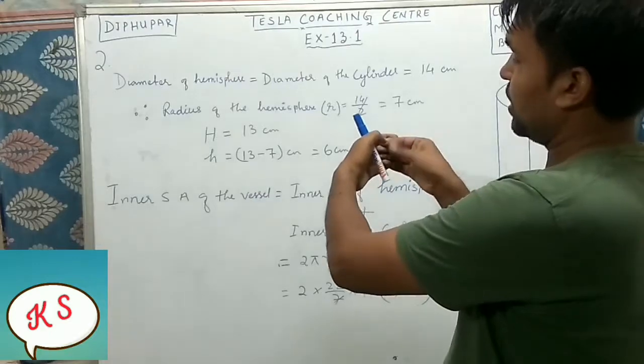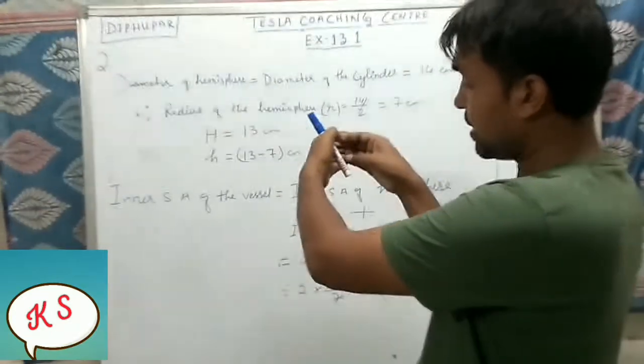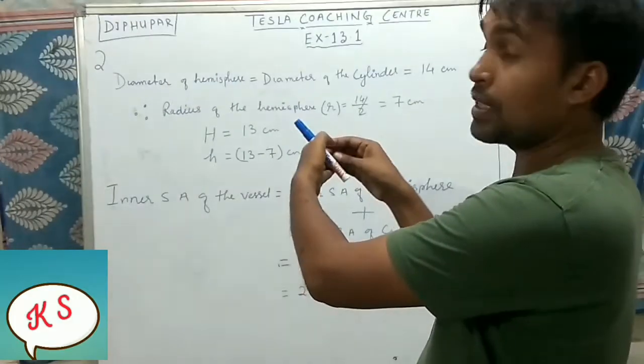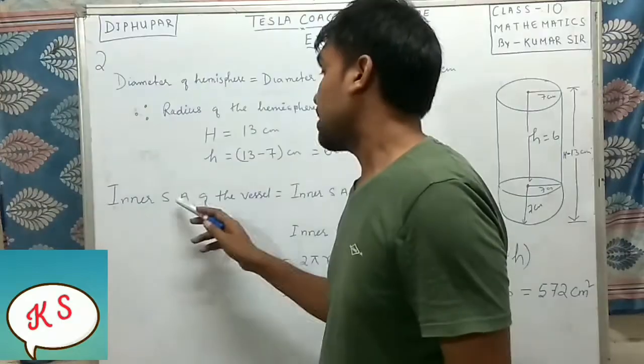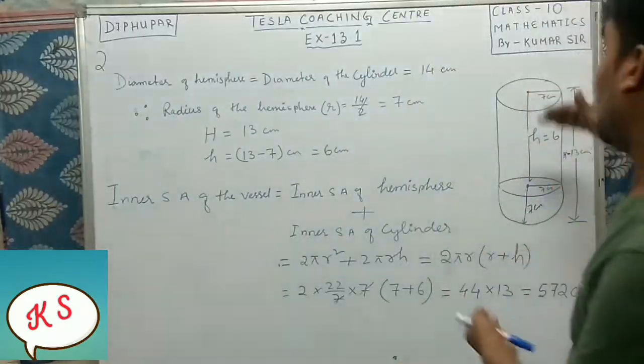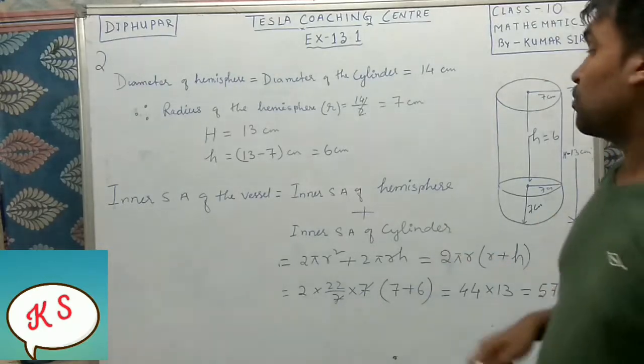Okay, so suppose this is a cylinder. So this is inside, and the outside surface they are not asking, they are asking only inside because it is empty. So they are telling us to find out the inside surface area. So we have written inner surface area of the vessel. Of the vessel means complete. Okay, so how will we calculate?